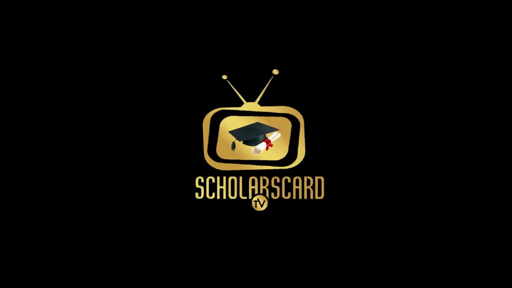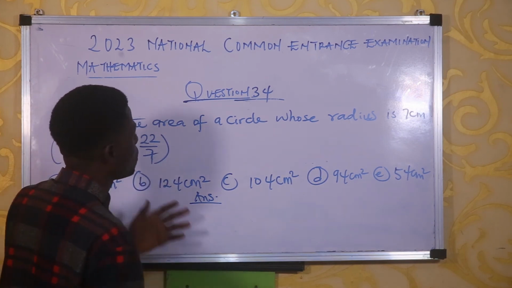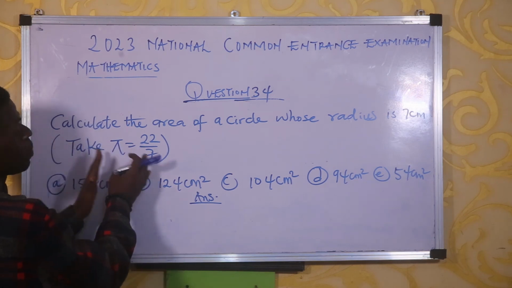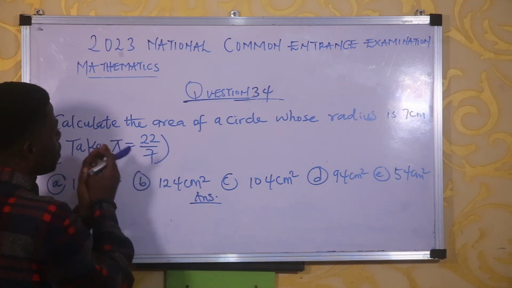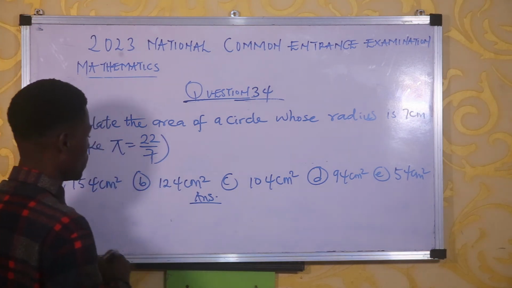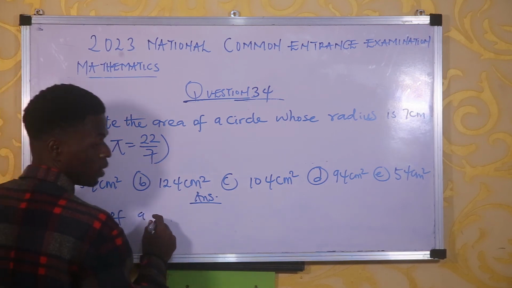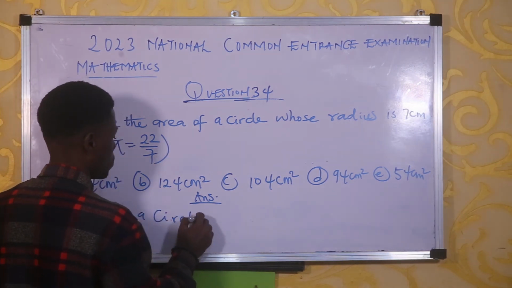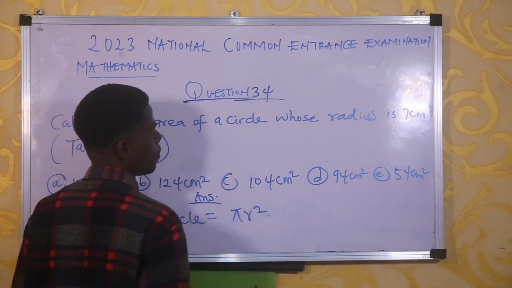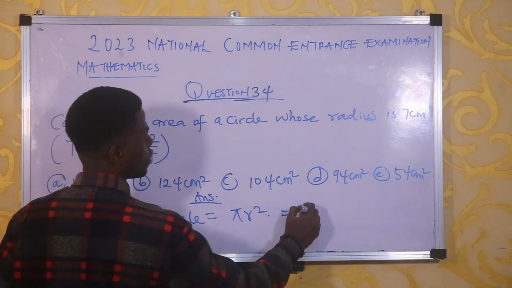Question 34 says, find the area of a circle whose radius is 7 centimeters. Take pi as 22 over 7. So do not forget that the area of a circle is equal to pi r squared. Okay. So what's our pi? Our pi is 22 over 7.